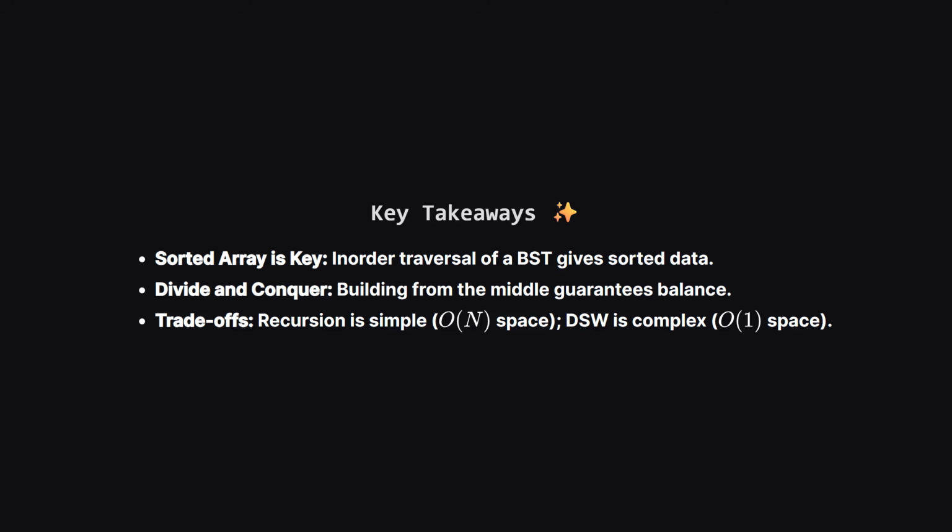So let's wrap it up. We learned that the easiest way to balance a BST is to simply crush it down into a sorted list and rebuild it from scratch, picking the middle element every time. This is a classic divide and conquer strategy. We also saw that if memory is super tight, you can use rotations to do it in place, though it's much trickier to code.